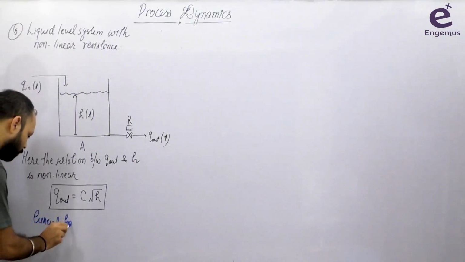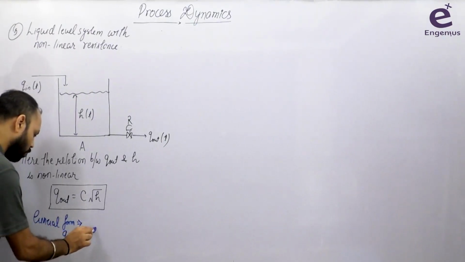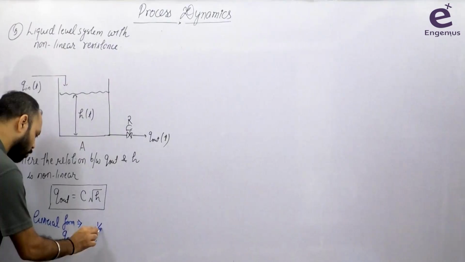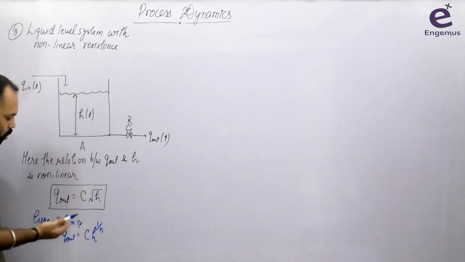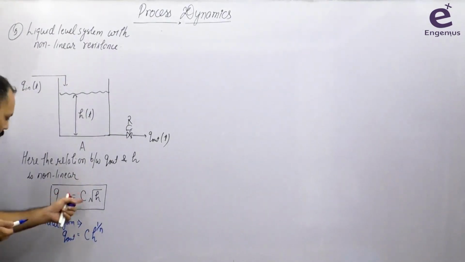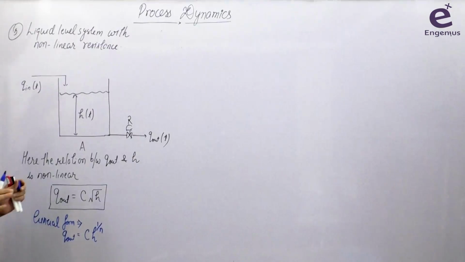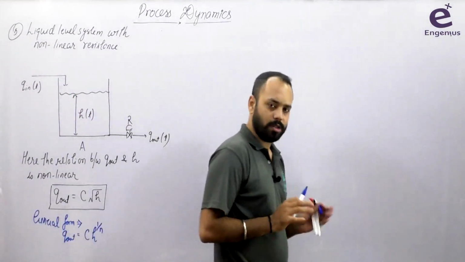The general form is Q out is equal to C into H raised to the power 1 by N, right? N is more than 1, 1 by 2, 1 by 3, 1 by 4, that kind of relation. This is 1 by 2, so I will be deriving for this. Rest, everything is same. The input output variable, nothing has changed. The assumption is not changed.